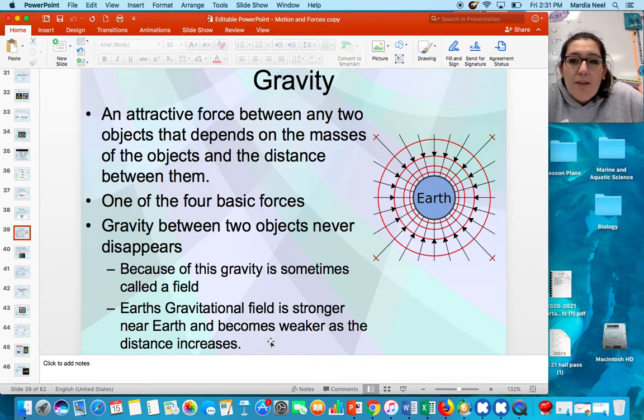So because gravity between two objects never disappears, even though the pull of the gravity is so weak it makes it seem like it's gone, we sometimes call gravity a field.